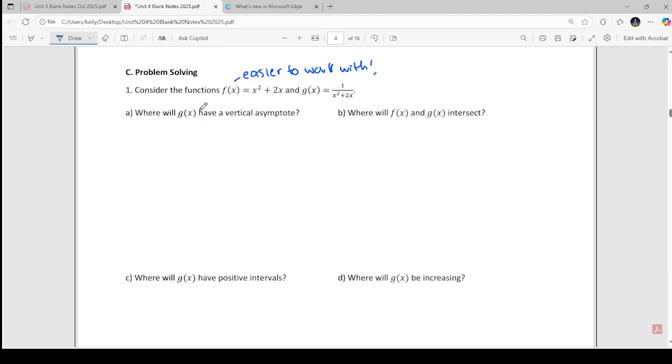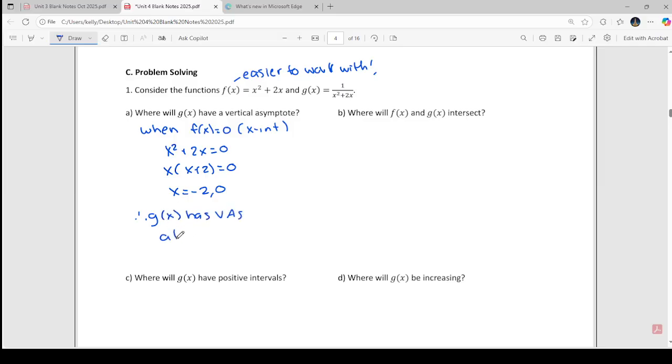So if we're asked when g of x will have a vertical asymptote, we know that g of x has vertical asymptotes when f of x has an x-intercept, or when it equals 0. So when does x squared plus 2x equal 0? This is a polynomial equation that we can solve by taking a common factor, and then identifying that the roots or solutions are at -2 and 0. So that means g of x has vertical asymptotes when x is -2 and 0.